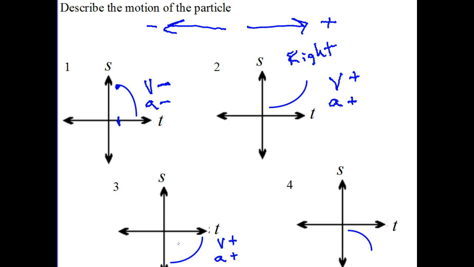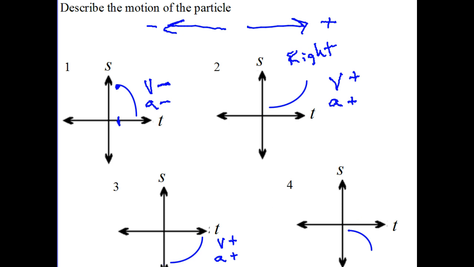In number 3, we're starting to the left of the origin because we're negative. And actually, by the time that our graph ends here, we are still to the left of the origin. Now, throughout our entire path, we are moving to the right, and we're increasing the rate at which we're moving to the right because our acceleration is positive. All right, but our position initially is to the left.